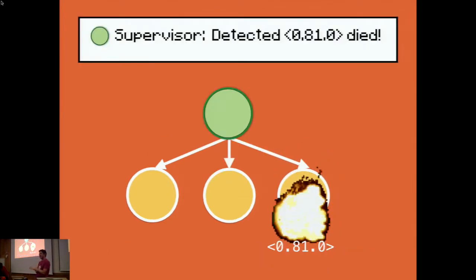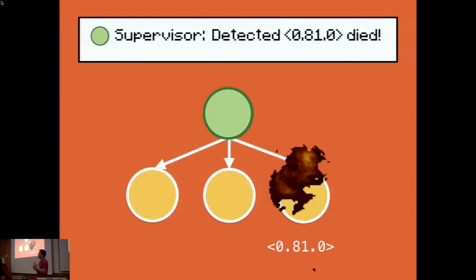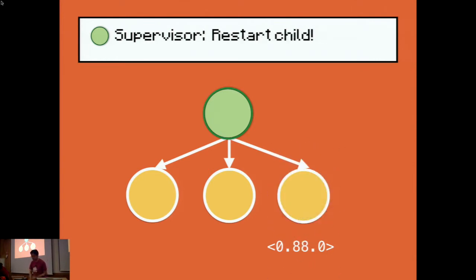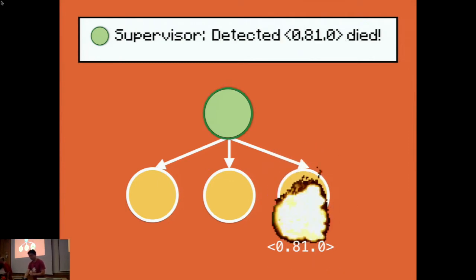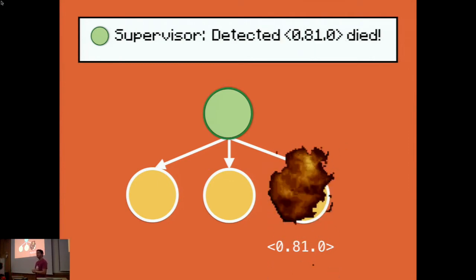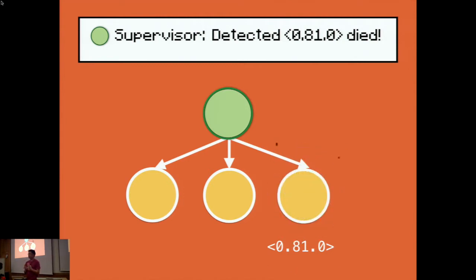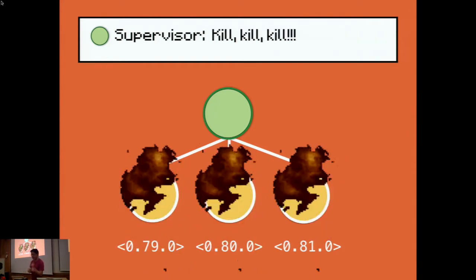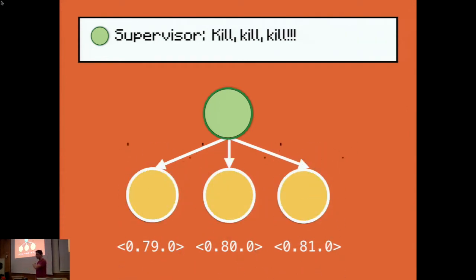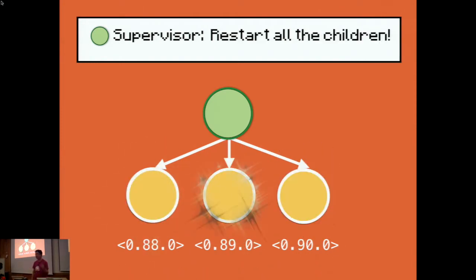When a child dies, the supervisor can react in a number of ways. For example, it can simply restart the failed child. So here is another way that the supervisor can react. Let's assume the same child died. The supervisor can then terminate all the child processes under the tree and then restart them with new child processes.